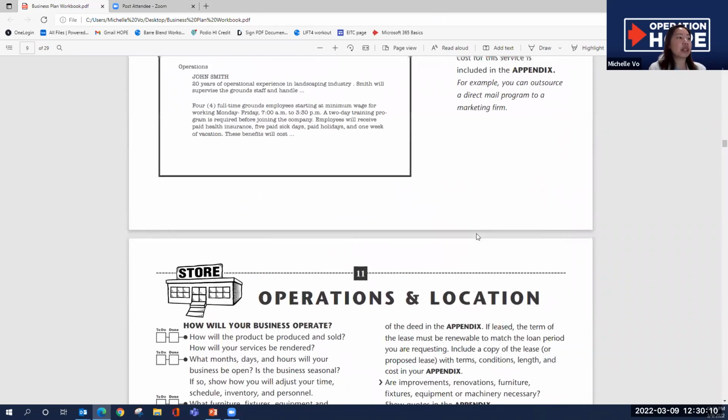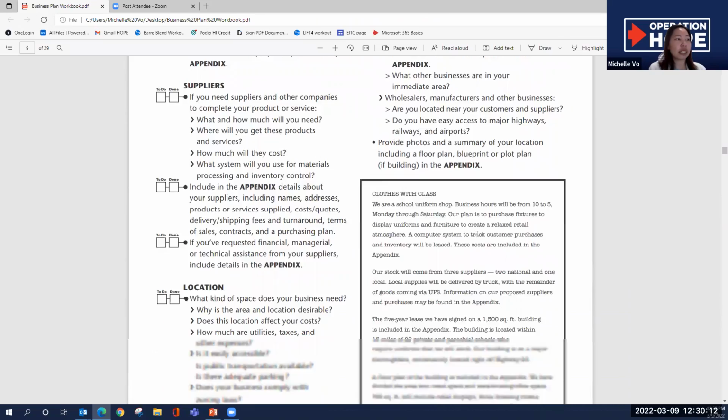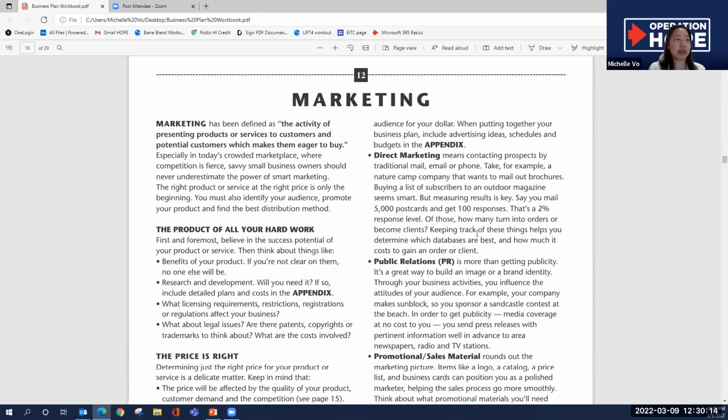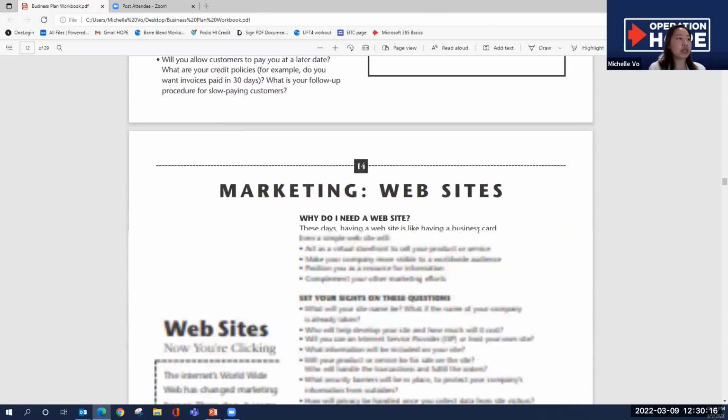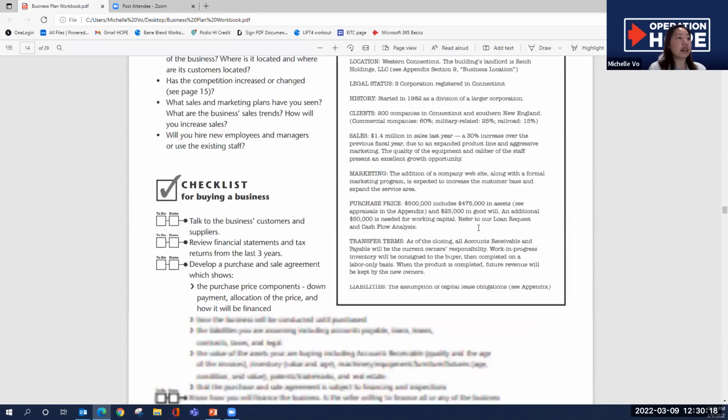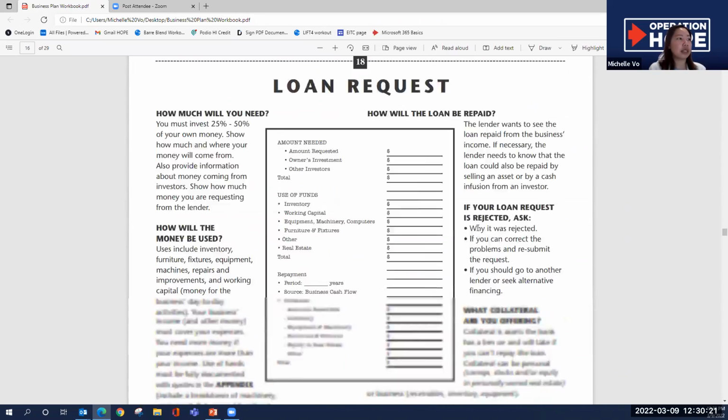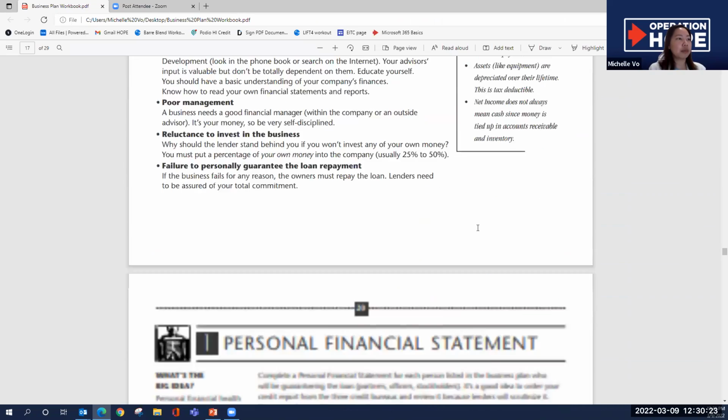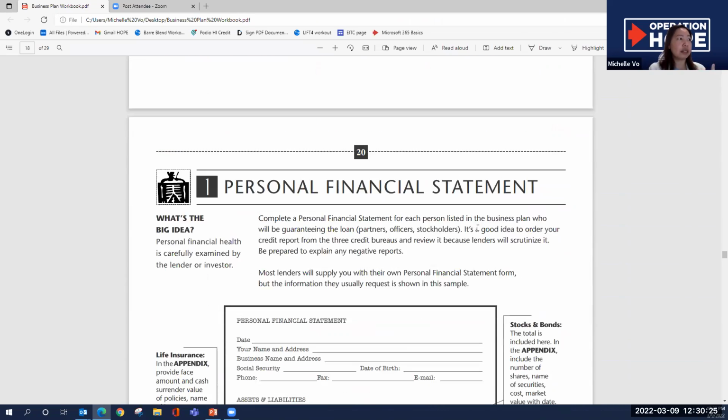One week you can work on the operation and location, and then another week work on the marketing piece. And then another week you can work on the loan request. So every component in this workbook will be broken down very specifically.